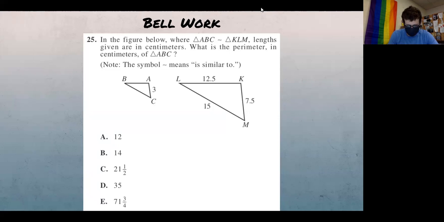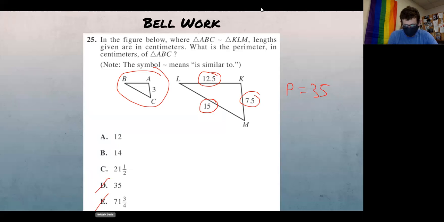I think we can all agree that this triangle right here is smaller than KLM. So KLM, if we look at the perimeter of that, that's going to be 12.5 plus 7.5 plus 15. So the perimeter of this is going to be 35. This other triangle is smaller. So at this point, I can rule out 35 and 71.34, or 71 and 3/4. Now, of these, maybe I can't decide exactly what it should be, but let's see what to do.